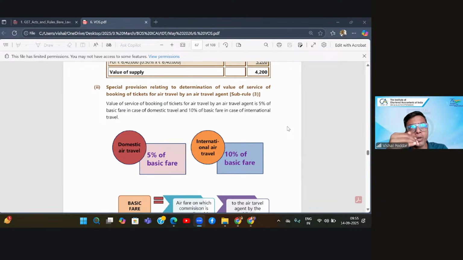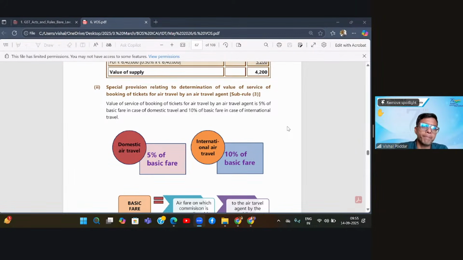But let us say I am booking this ticket through an air travel agent. The air travel agent is charging me 500 over and above the ticket value. No problem, that 500 is the value. But you have to understand that the air travel agent is also getting some commission from the airlines. What is the valuation of that commission? That is what is given.